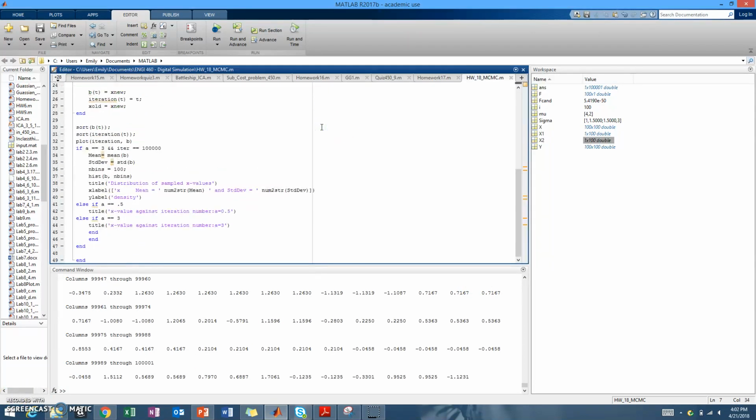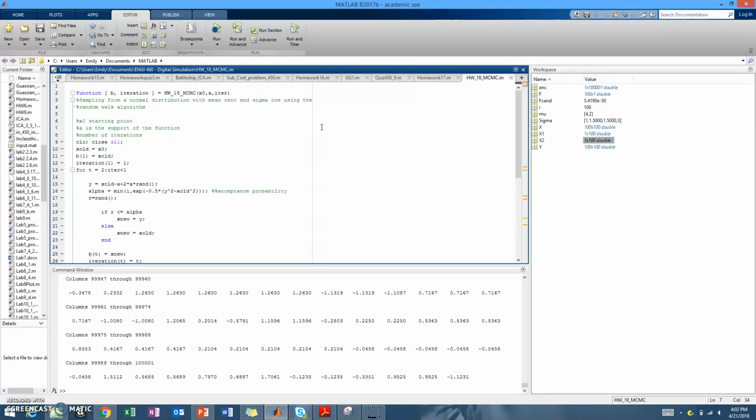So this was just a quick way to show you how you can use random walk and sampling from a normal distribution using MCMC, or Markov Chain Monte Carlo.